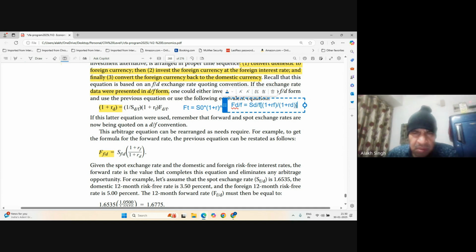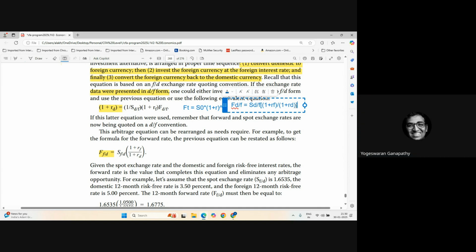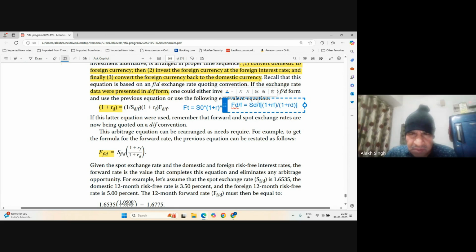Because I am using S0 times 1 plus R to the power T, so S0 times 1 plus RF by RD, because there are two currencies. If we rearrange it to 1 plus RD, we will go to the LHS and then SD by F divided by FD by F into 1 plus RF. Sir, it's not coming in the same format, because only one thing is changing.